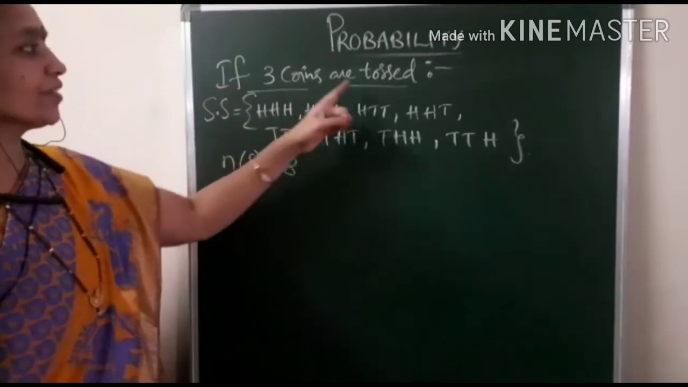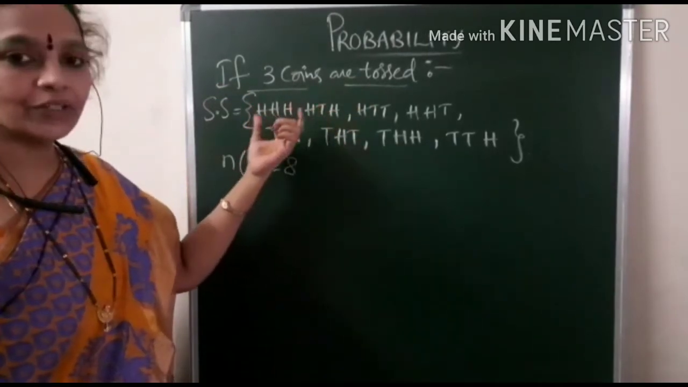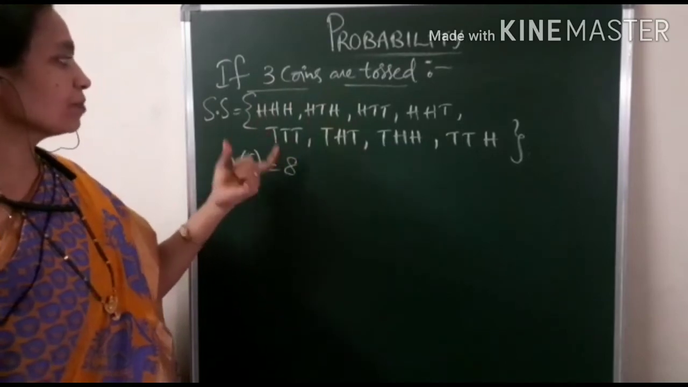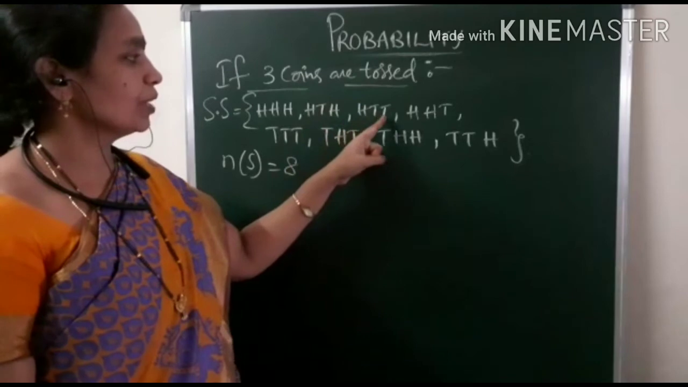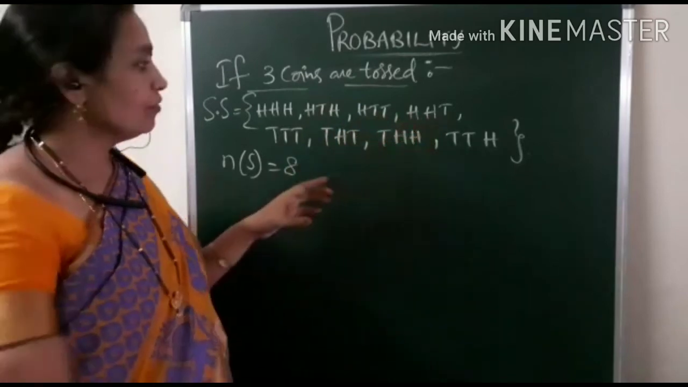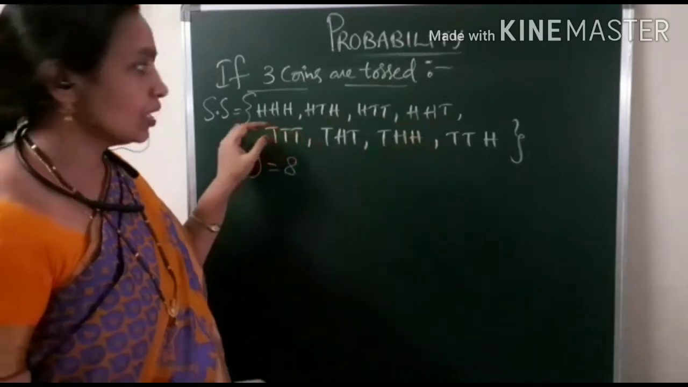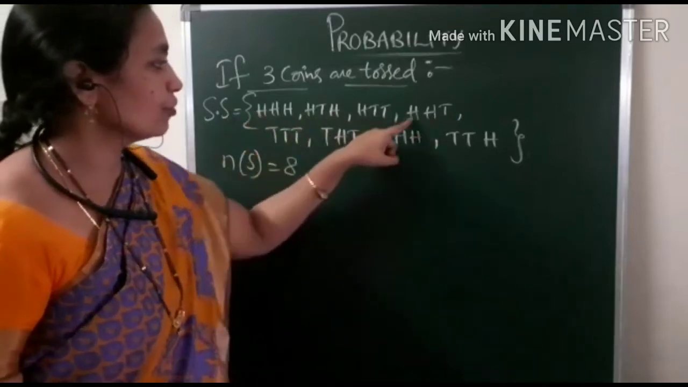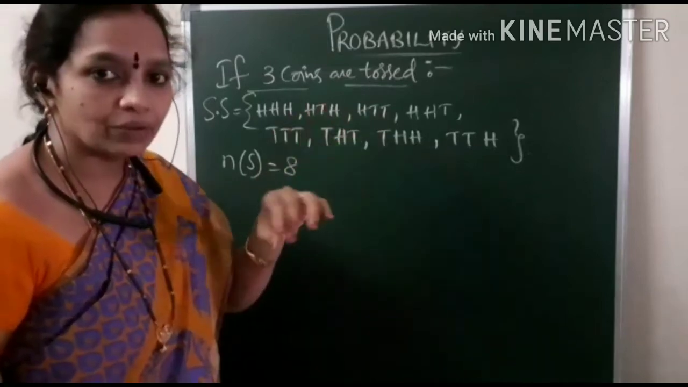Next, if 3 coins are tossed, what is the sample space? 8 elements you will get in the sample space. The number of elements in the sample space is 8. 3 heads, 2 heads and a tail, 1 head and 2 tails, 2 heads and 1 tail. If you replace those with tails, you will get 4 more. So starting with the head, 4 outcomes you will get, starting with the tail, 4 outcomes you will get. So the total is 8 outcomes.